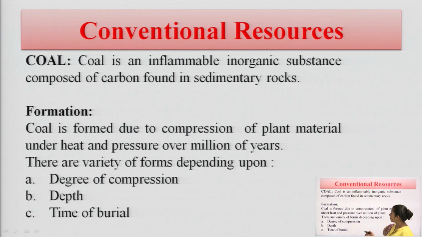How does it form? Coal is formed due to the compression of plant material under heat and pressure over a very long period of years. The varieties, the forms of coal, depend basically on three major factors: degree of compression, depth and the time of burial. Basically on these three parameters, the different forms of coal can be formed.